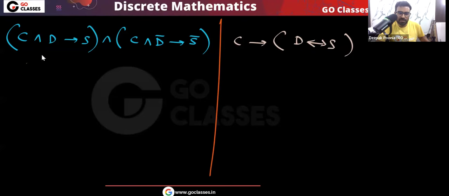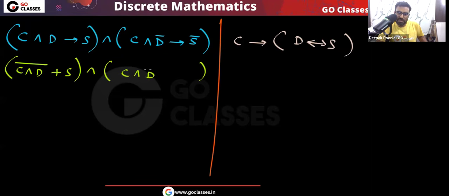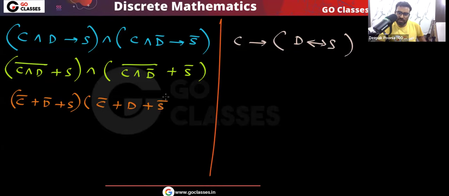Let's do the simplification. Here you can see this is P implies Q, so it will be P bar or Q. So what will be P bar? It will be (C and D) whole bar or S, and (C and D bar) whole bar or S bar. What will I get? I will get C bar or D bar or S, and C bar or D or S bar.